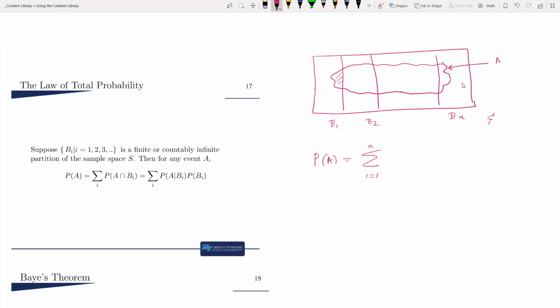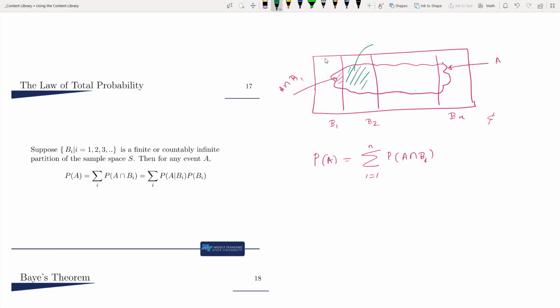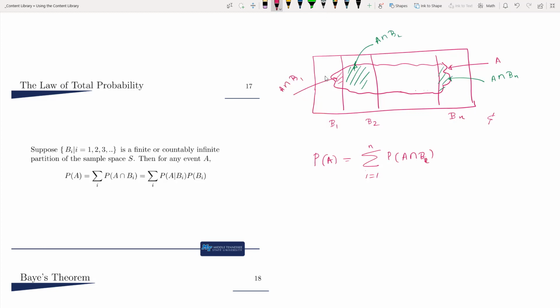Okay. A and B1. So I can say Bi. So this is A and B1. And if I use a different color, this would be A and B2. And for example, this would be A and Bn. Okay. So basically summation of A and Bi. So this is the law of total probability.